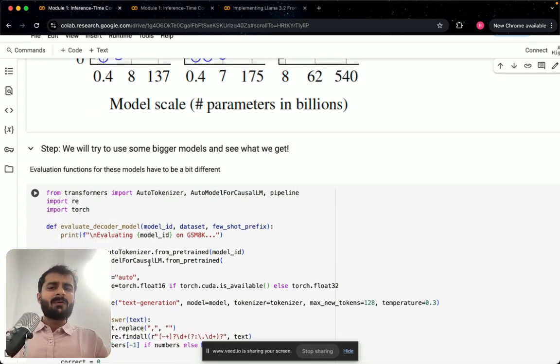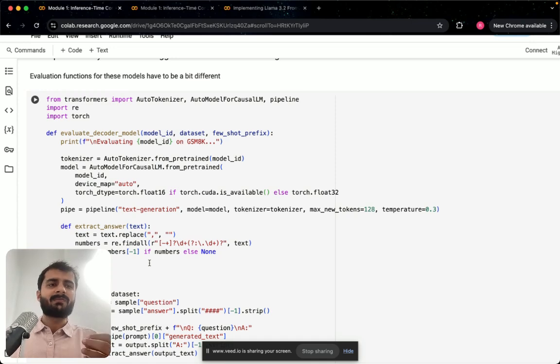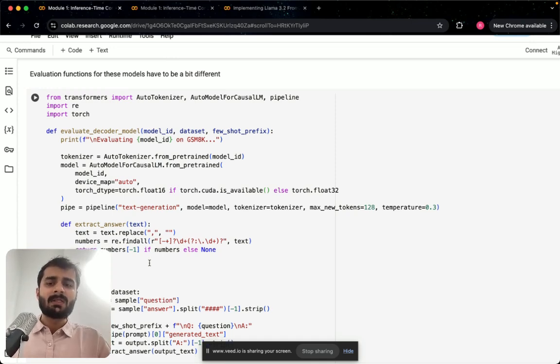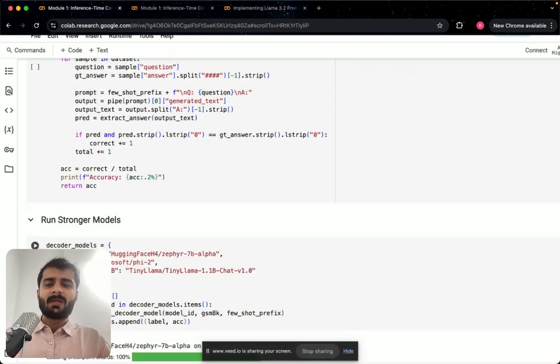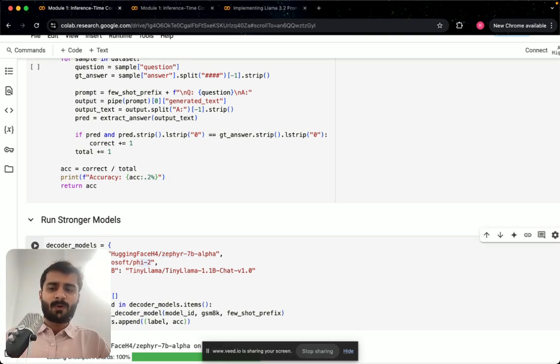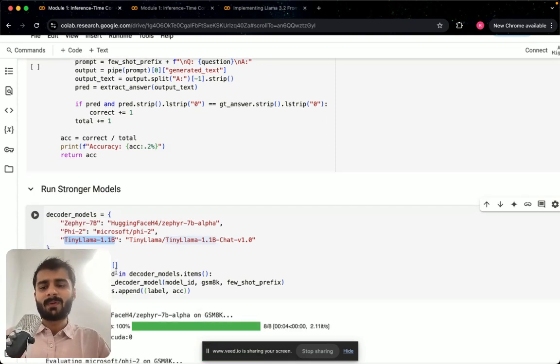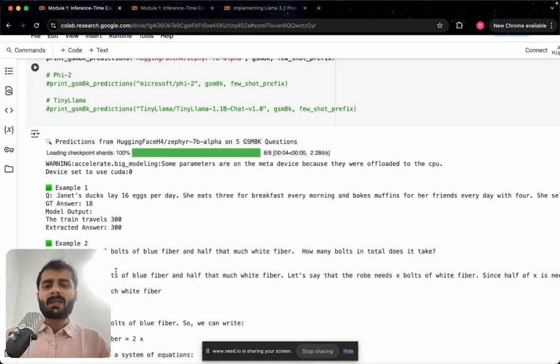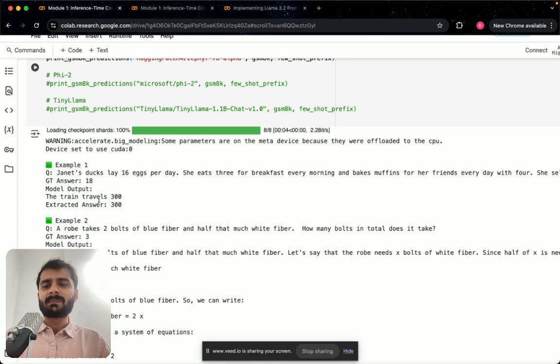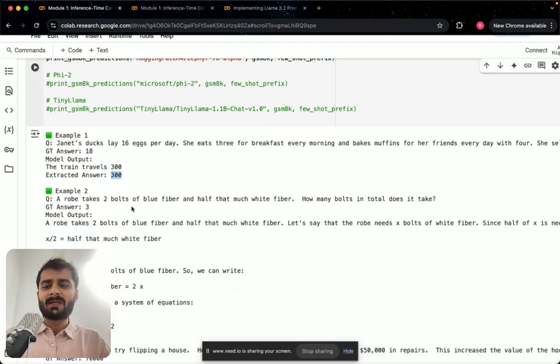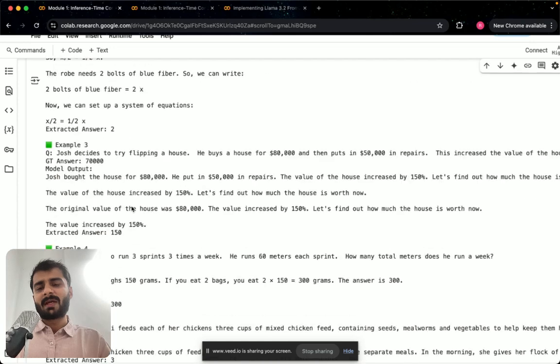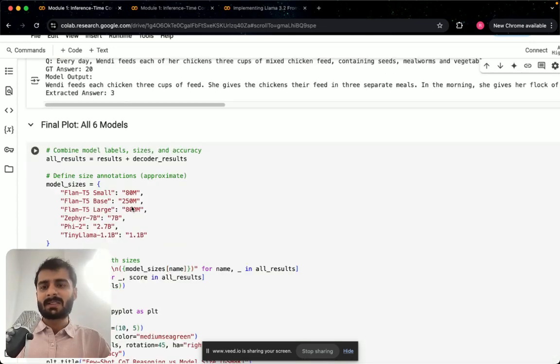Okay, so let's try to see what will happen if I use bigger models instead. So now in the next part of the code, I have used bigger models. These are the three models I've used: Zephyr 7 billion parameter, Phi 2, which is 2.5 billion, and Tiny Llama, which is 1.1 billion. And here are some examples which I get. So you can see that the correct answer is 18 and our model is giving 300. So the model does not give the correct answer even for the higher scale models.